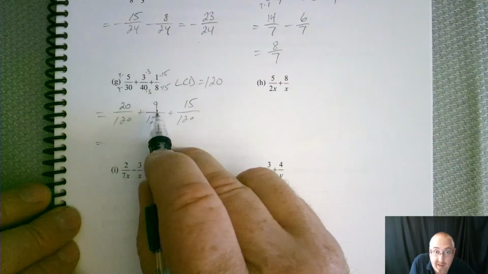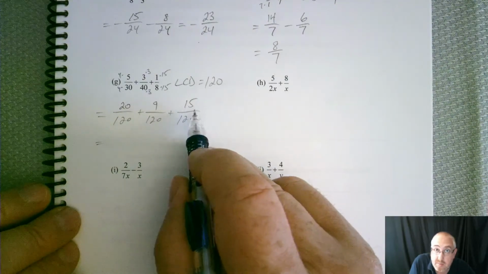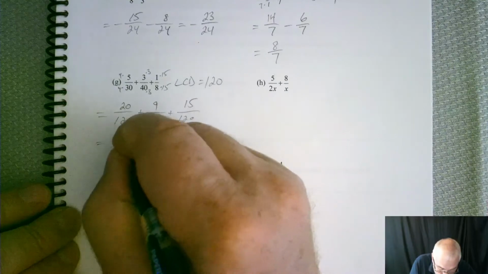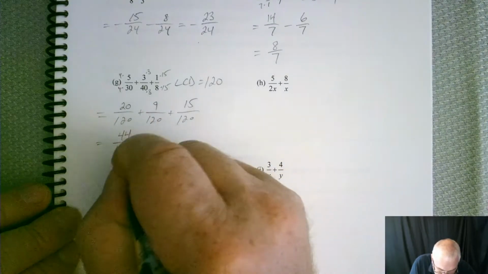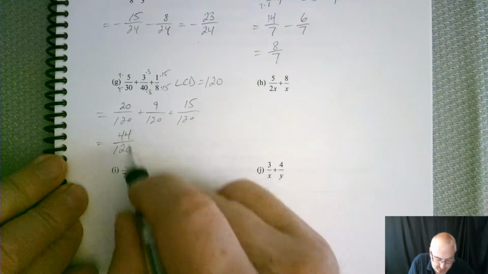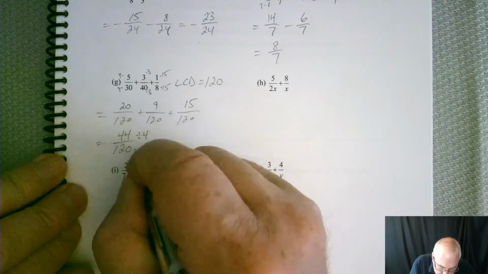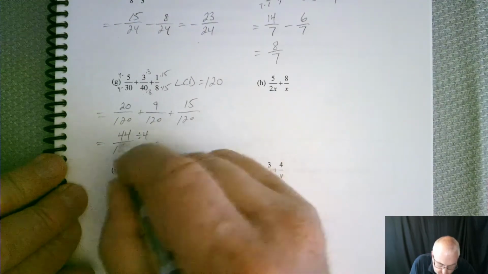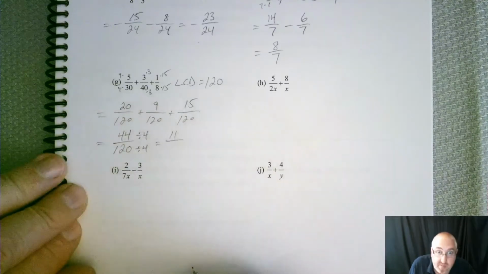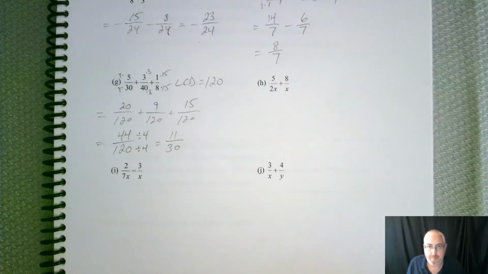20 plus 9 is 29. 29 and 15 is 44. So 44 over 120. Are we done? No. We have to reduce that. What goes into those? I am pretty sure 4 does. So if we divide by 4, we're going to get an 11 on the top, and we'll get a 30 on the bottom. Now it's done.